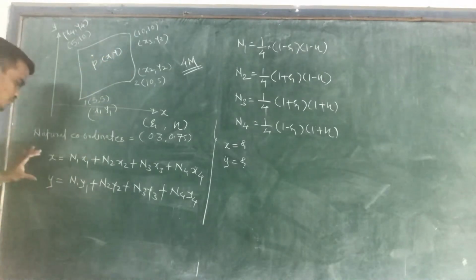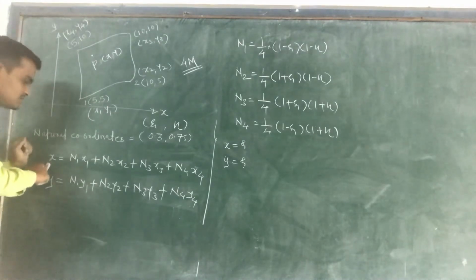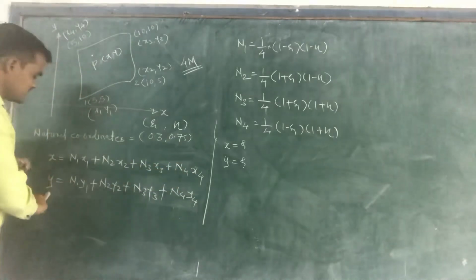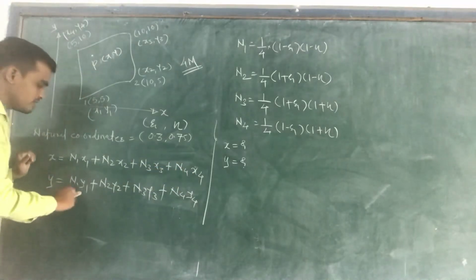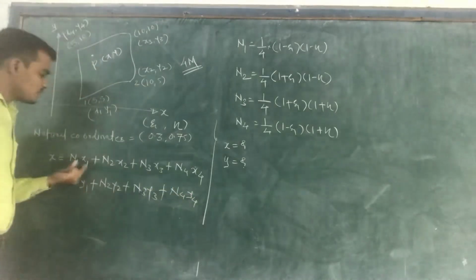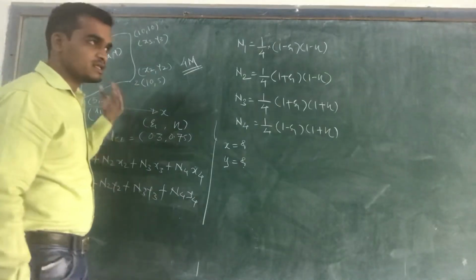So as we know, to find out the global coordinates x and y, x can be determined as N1 x1 plus N2 x2 plus N3 x3 plus N4 x4. Similarly y can be determined as N1 y1 plus N2 y2 plus N3 y3 plus N4 y4. So we need N1, N2, N3 and N4. For this we have formulas from the natural coordinates.